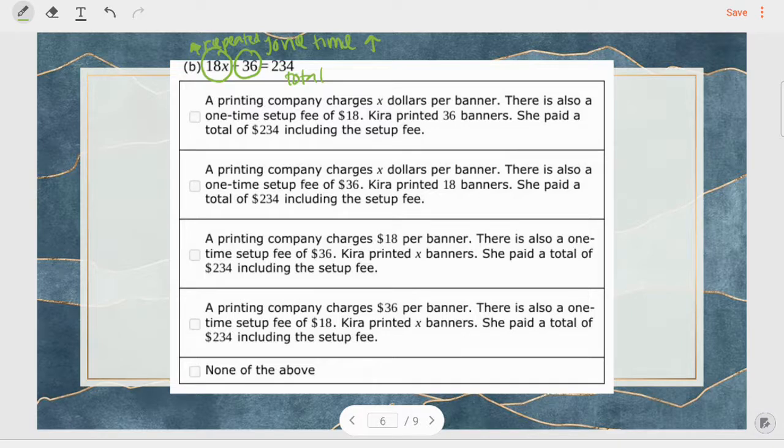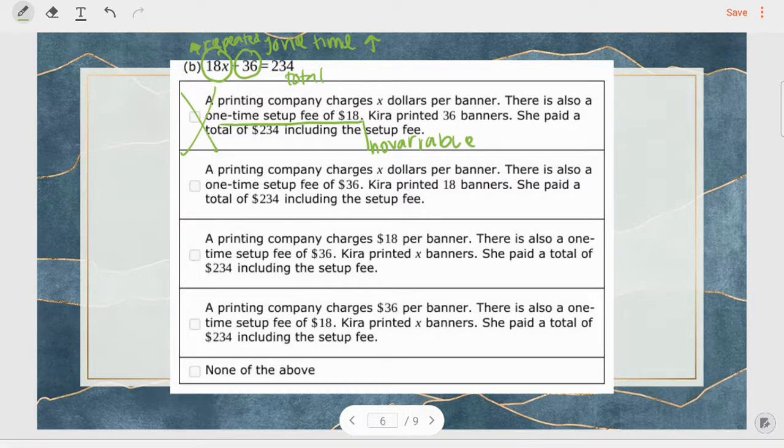Okay, let's find it. A printing company charges X dollars per banner. Well, there is something going up repeatedly. Let's see if it matches. There's also a one-time setup fee of $18. Oh, there's my one-time fee. This should have no variable. Does that match my equation? No, it doesn't. In my equation, the 18 has an X, so this one's out.